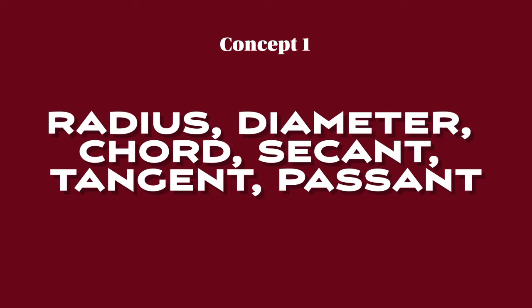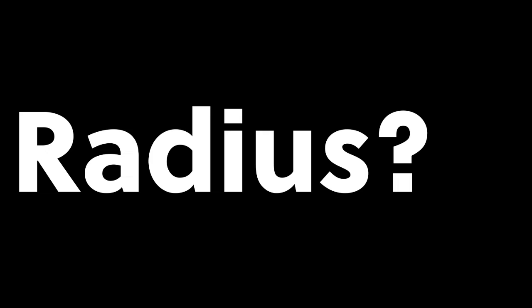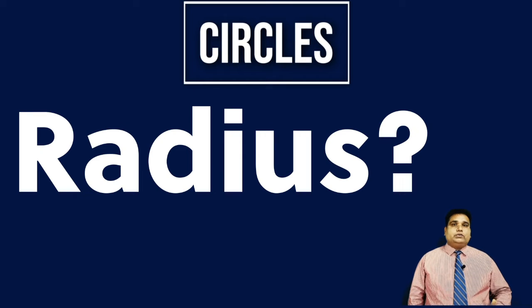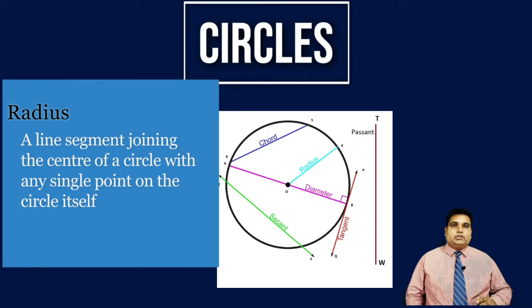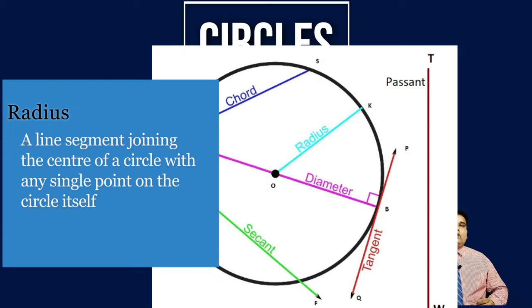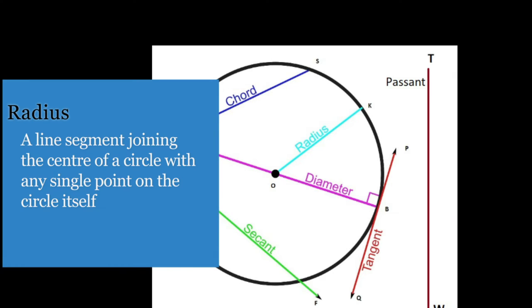Concept 1: radius, diameter, chord, secant, tangent and passant. So what is radius? Radius is a line segment joining the center of the circle with any single point on the circle itself. Here in the diagram we can see that point O is the center of the circle, and we have drawn a line from center O to point K, and that line is a radius of the circle. We can take any line segment that joins the center of the circle to any point on the circumference. That line is a radius of the circle. So in the diagram here, line OK is a radius.